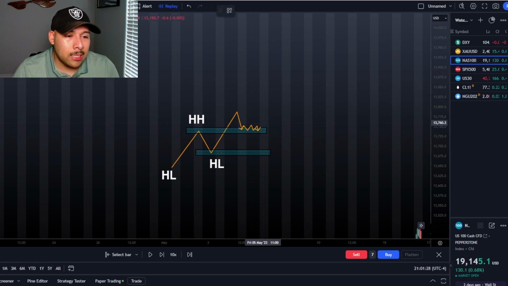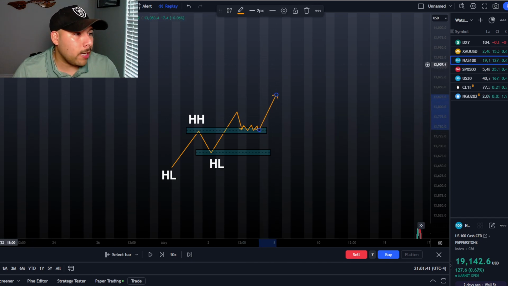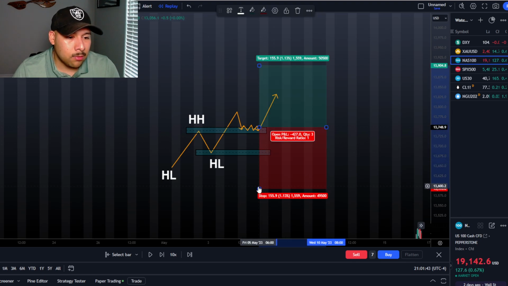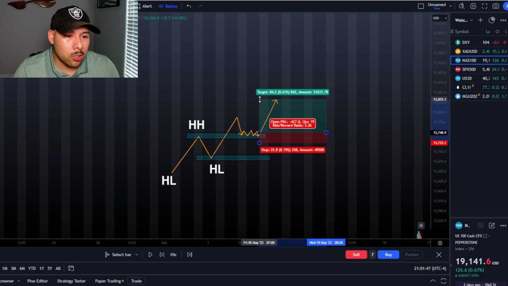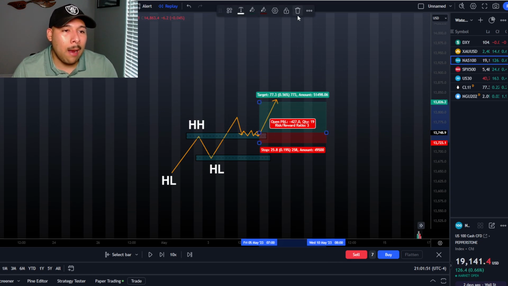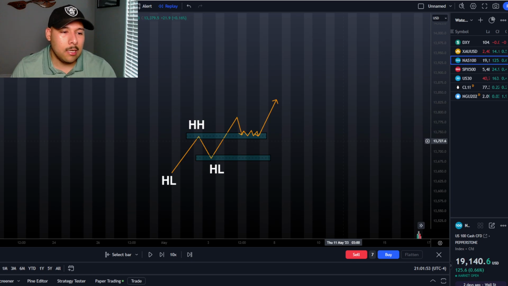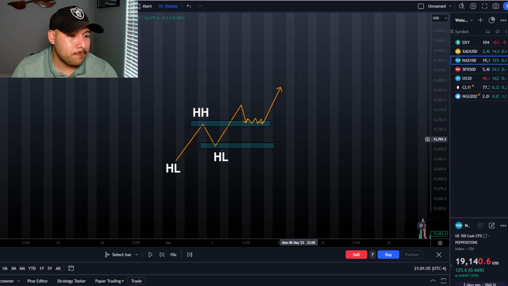Once you get that consolidation, you can enter a trade depending on what your entry signal is. We're not going to go over entry signals in this video, but whatever your entry signal is, once you get it, you can place your trade at this level with stops below, and then you can target whatever you want to target. I usually target at 1 to 3. So that is how you properly use support and resistance to make trades.